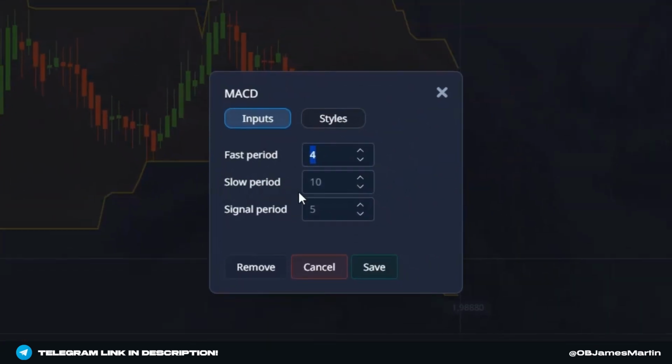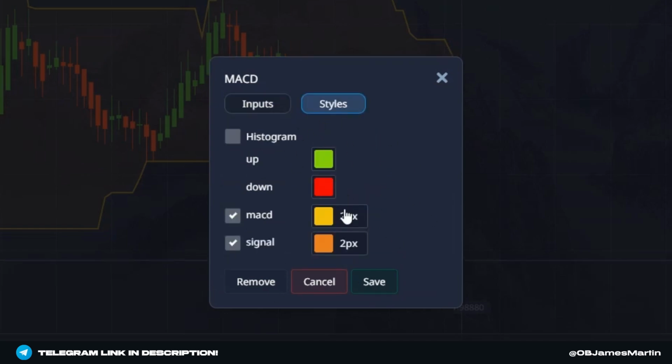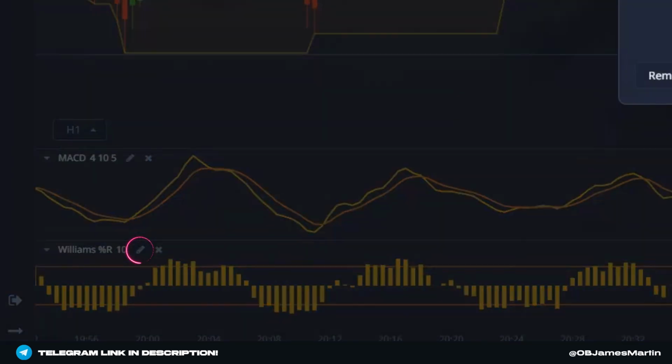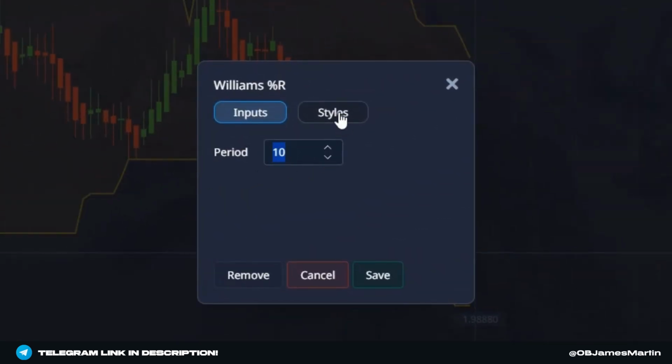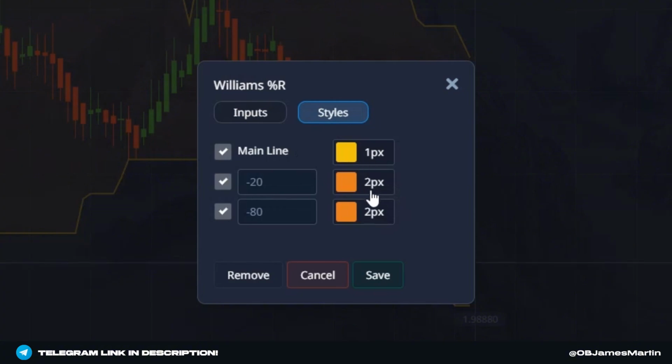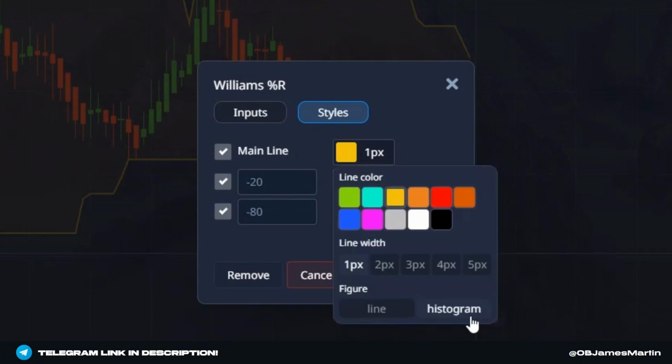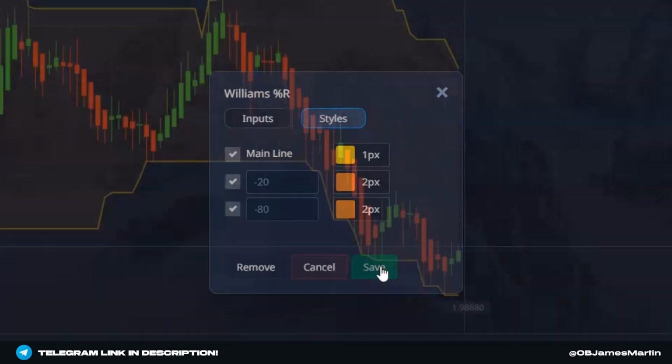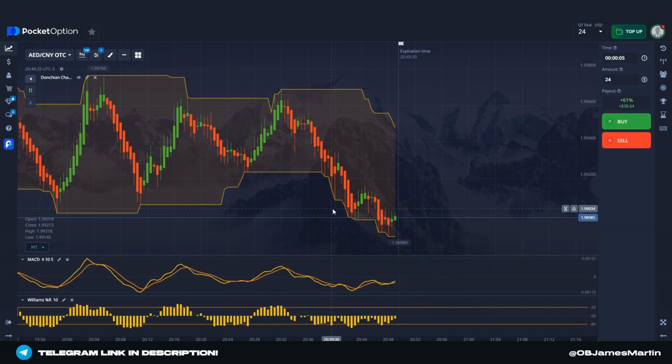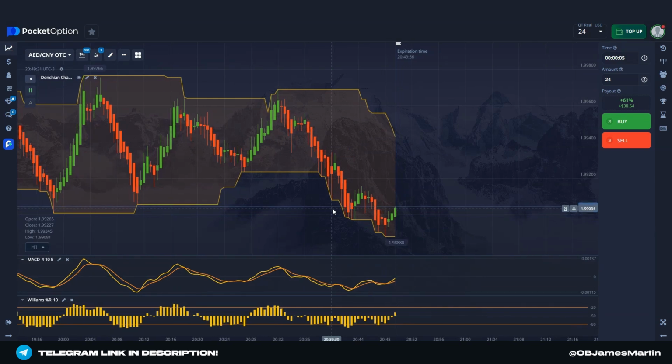MACD, 4, 10, and 5. And that is the color that it needs, or choose another one. For Williams R, we're gonna use 10 on periods. That's the style right here, okay? But for the main line, guys, you need to select histogram. Alright? Now the whole setup looks right. I spent less than a minute, and I think you won't have any questions. So pause it, repeat all my actions step by step. Let's go and start with that.